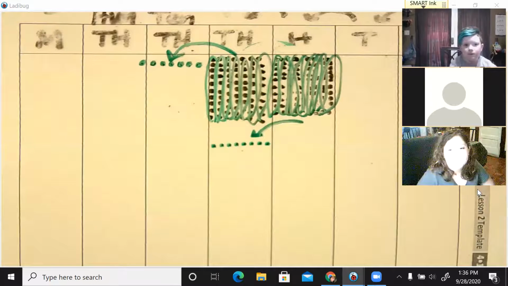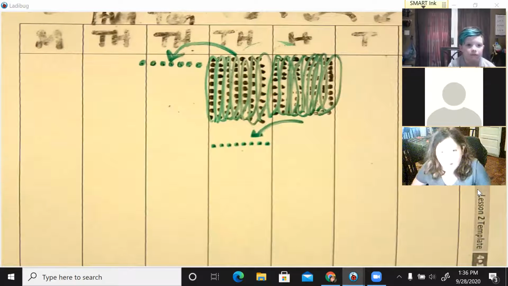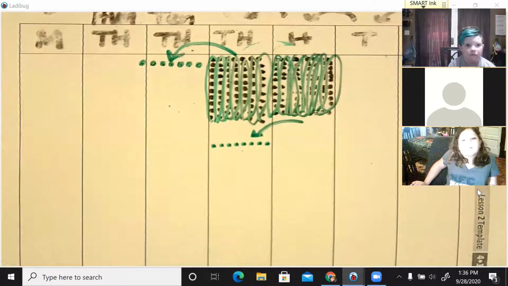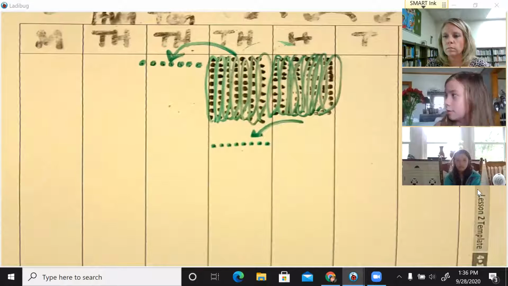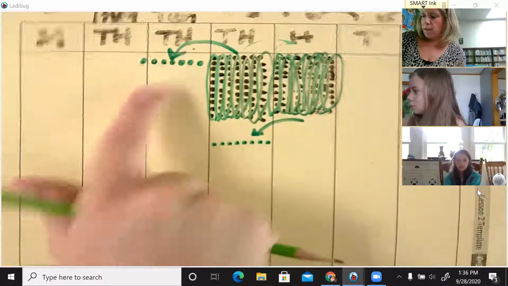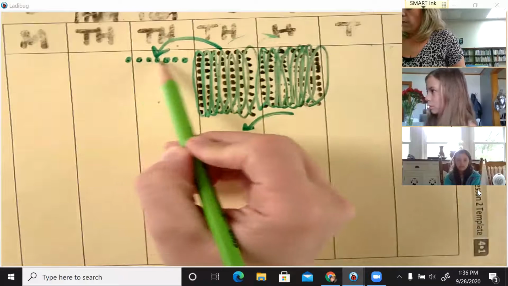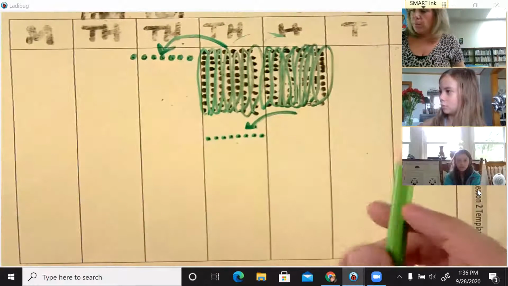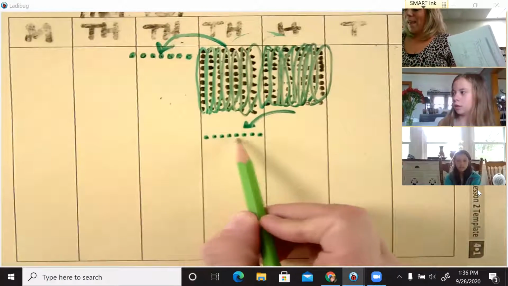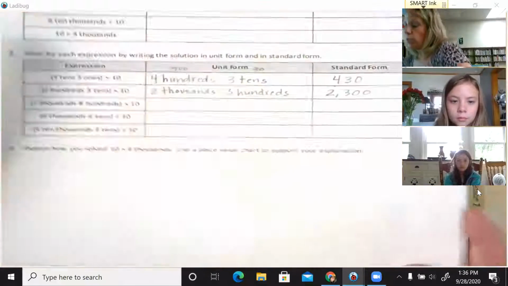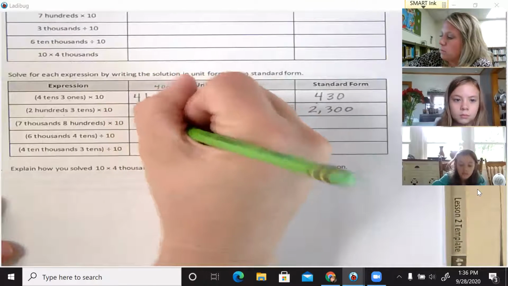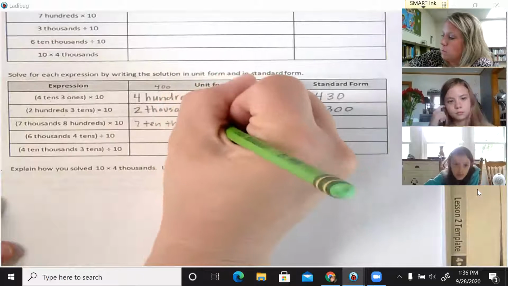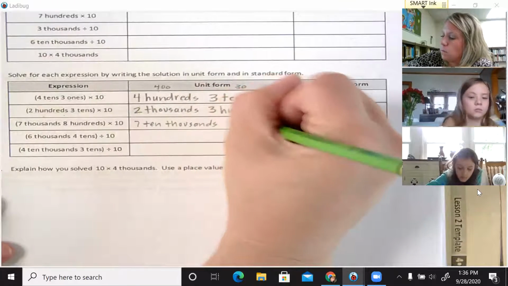So now let's look at our green dots. How many 10,000s do I have, and then how many thousands do I have? I have 1, 2, 3, 4, 5, 6, 7 ten-thousands and 8 thousands. So I'm going to write 7 ten-thousands, 8 thousands.